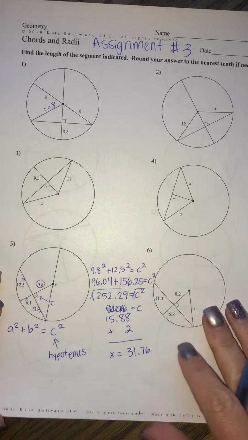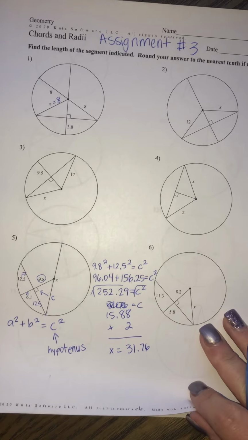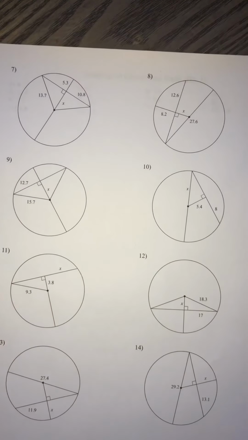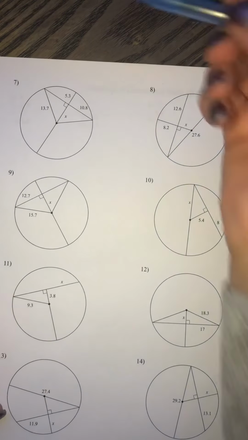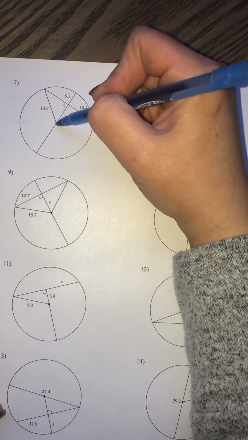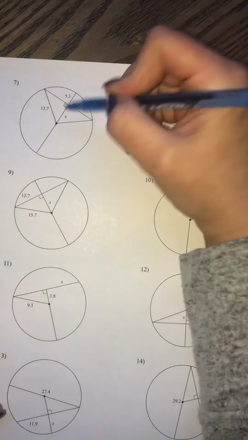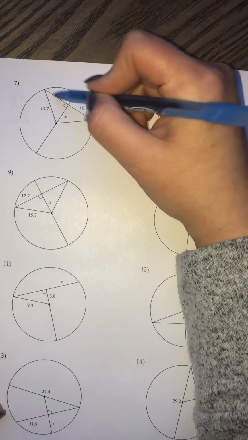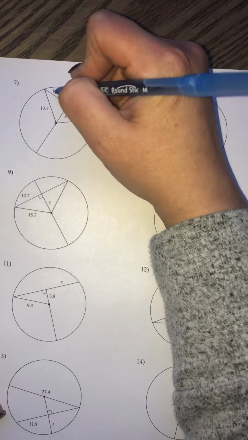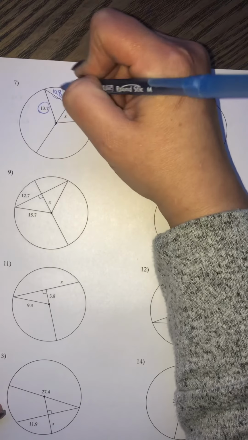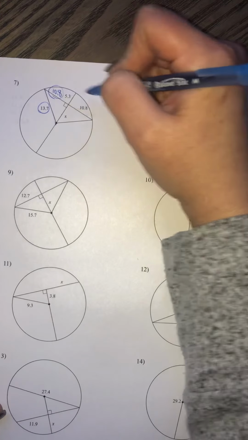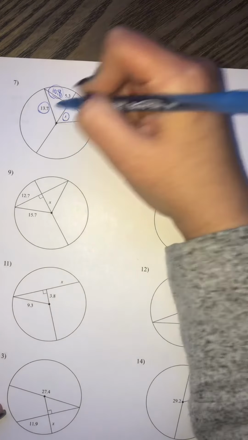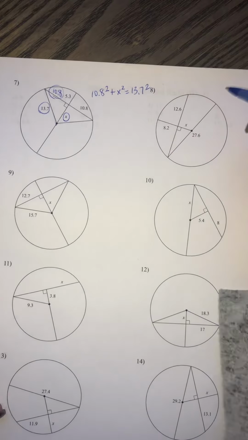Number 7. Okay, so I'm going to go to the next page. It might be on the back of your page. Number 7's at the top. So I see we have the radius here is 13.7. X is one of our side lengths that we're using. And then our other side length is this 10.8. So we have this 10.8 squared plus x squared equals 13.7 squared.